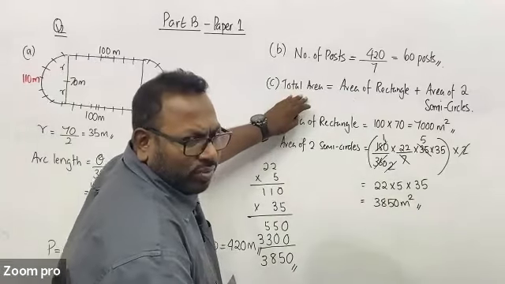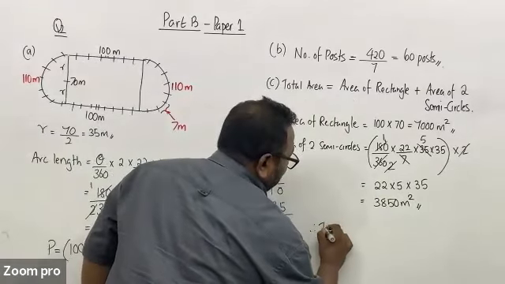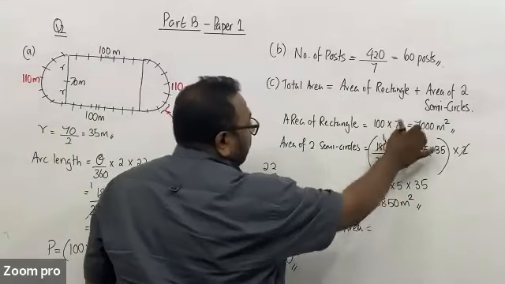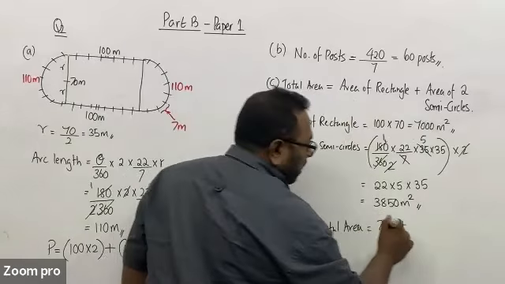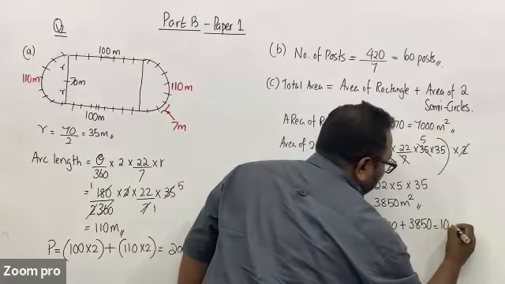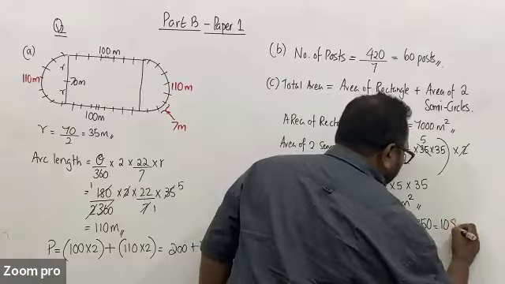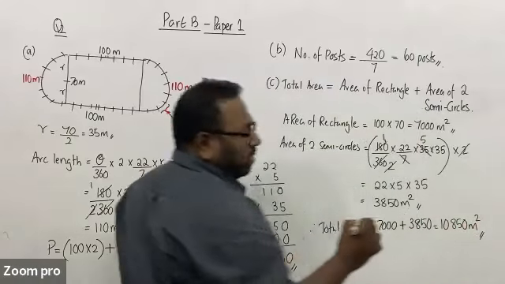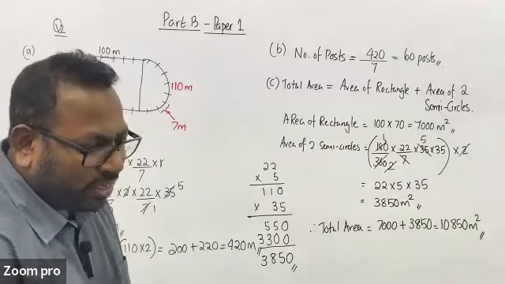What is the area we want? We want the total area. So total area therefore is 7,000 plus 3,850, which is 10,850 square meters. That should be your final answer for question number 2.